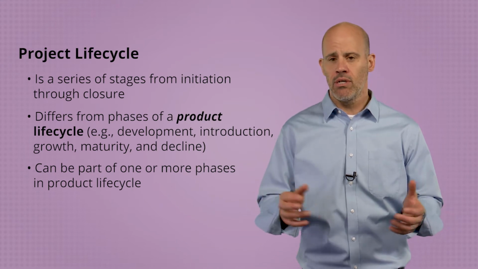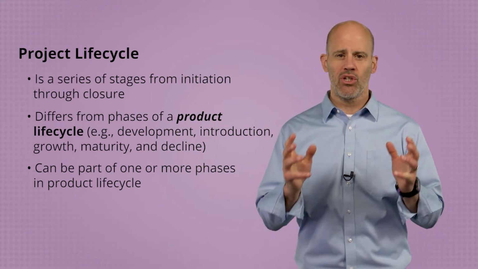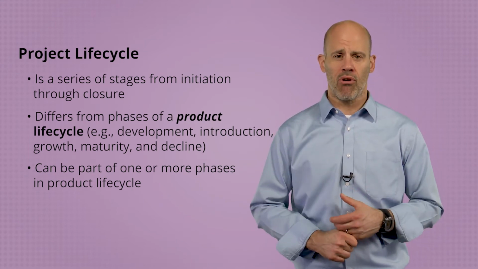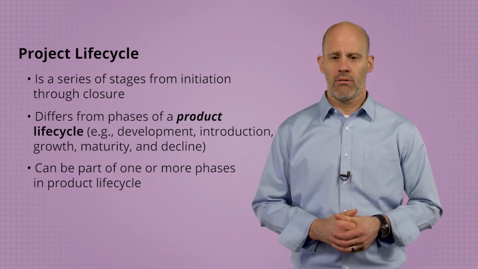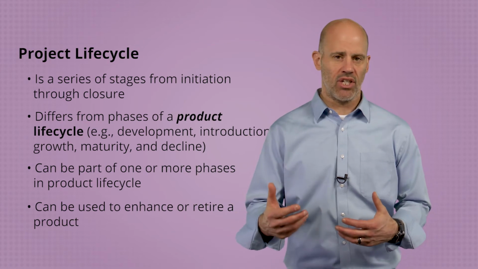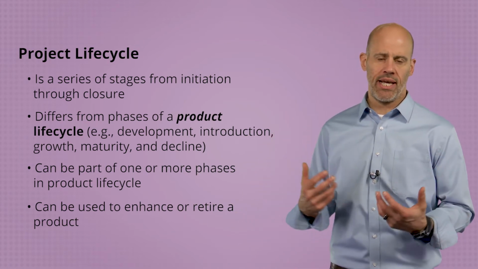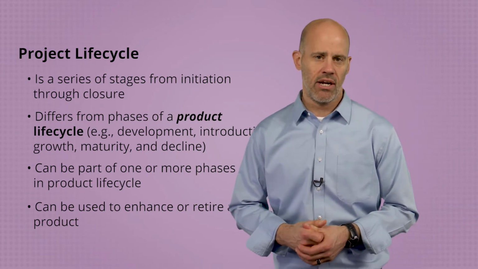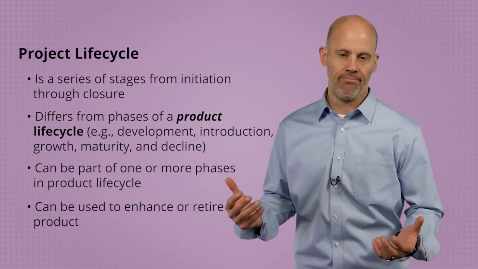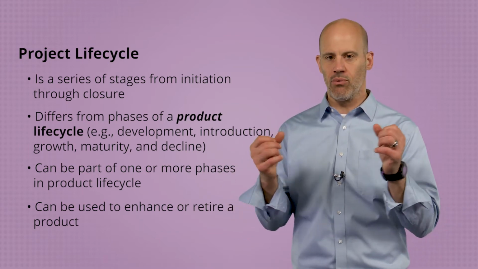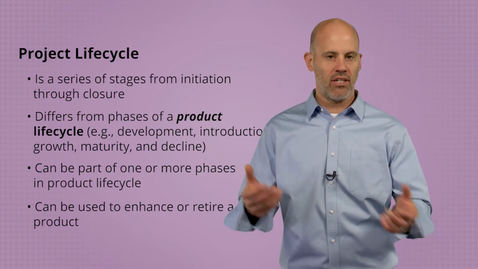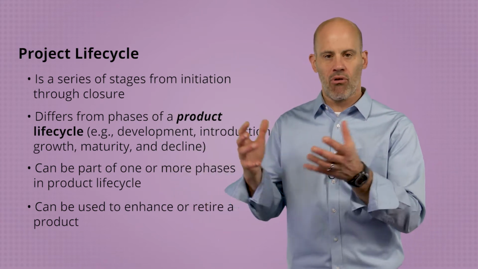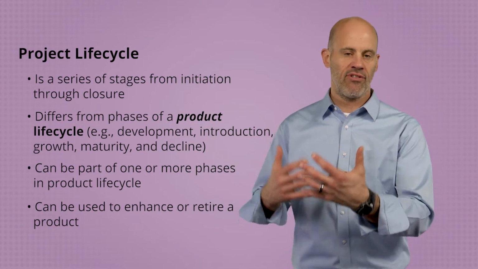The project life cycle can be part of one or more phases in the product life cycle. For example, a project's life cycle could be used to create the first stages of a product's life cycle, for example, development. Also, a product could be enhanced with a project life cycle, or a product could be taken out of service and put into retirement using a project life cycle. So there is a difference between the actual project life cycle, which can be thought of as the vehicle used to deliver a product or service, and the product life cycle, which is the life of that actual product or service.